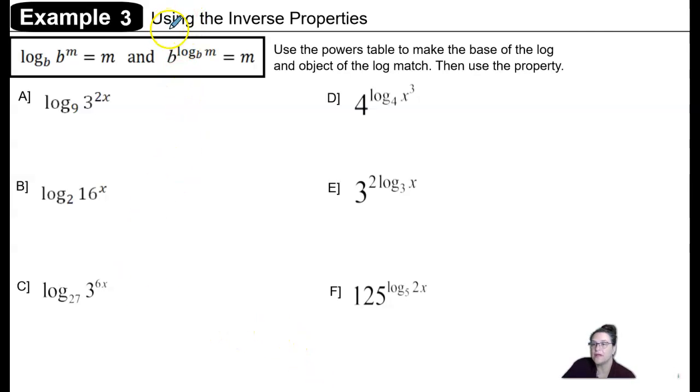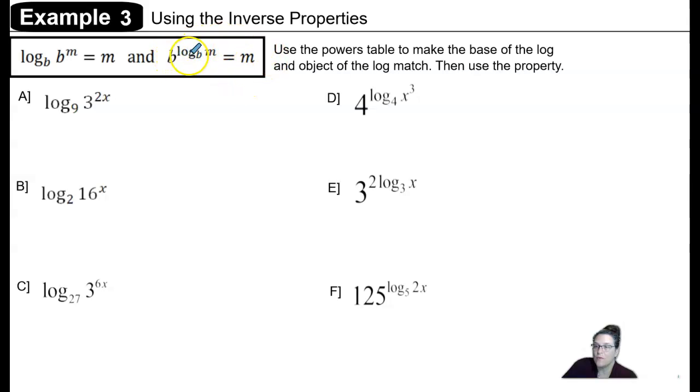In example 3, we're going to use the inverse properties of logs now. The inverse property has two forms. The first form: log base b of b to the m equals m. So the exponent on the argument of the log, when the base of the log matches the base of the argument, the exponent is the answer.